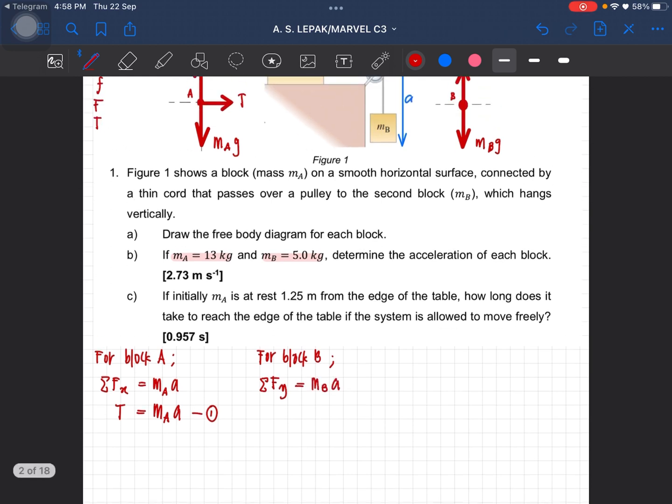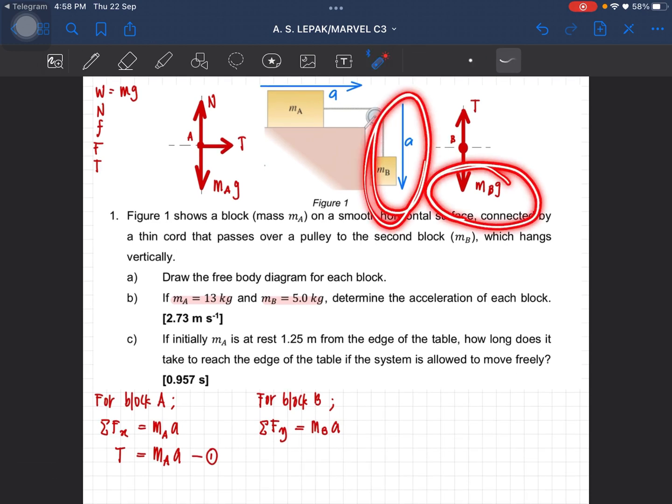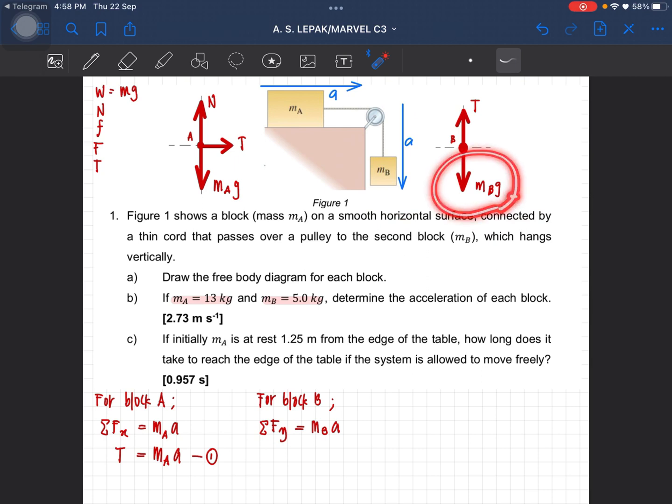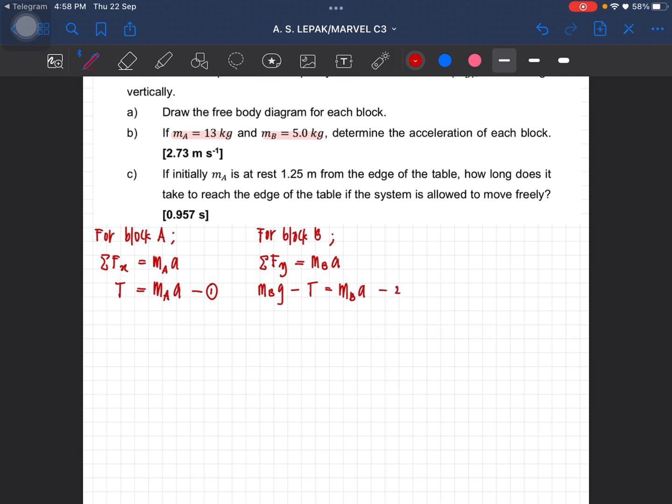So for the y component, since the weight is following the direction of acceleration, it will be positive. So mbg will be positive, and we subtract T. So this is going to be mbg minus T equal to mba. So this is your second equation. Since there are two unknowns, which are the tension and the acceleration, you would usually need two equations in order to solve the question, because you need to do simultaneous equations.